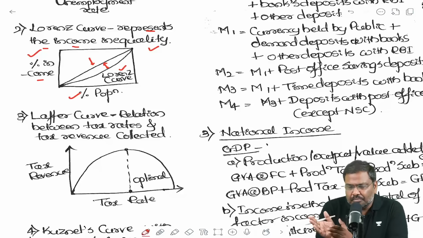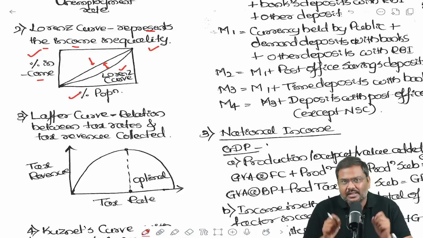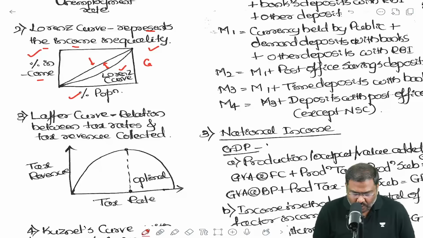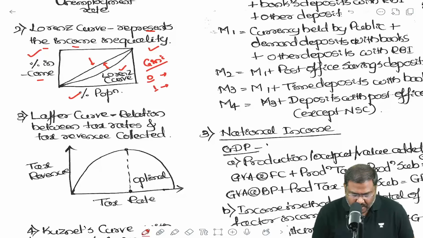The curve, as it moves towards the perfect equality line, it simply means the inequality in the society is coming down. Using this, we also calculate the Gini coefficient. And whenever the Gini coefficient is 0, it represents perfect equality. And when it is 1, it represents perfect inequality.